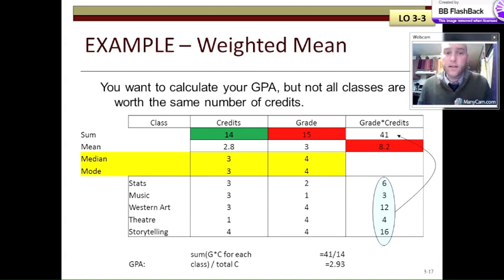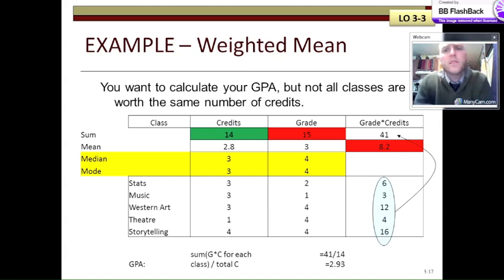Now, your grades, let's say they correspond to how well you did. 4 for an A, 3 for a B, 2 for a C, 1 for a D, and 0 for an F. Your storytelling, your theater course, and your Western art course, you all got 4s and you got A's across the board. Good work. You got a C in your stats class and a D in your music class. That's a bummer. You should probably, I don't know, listen to more music and pay more attention to your stats teacher.